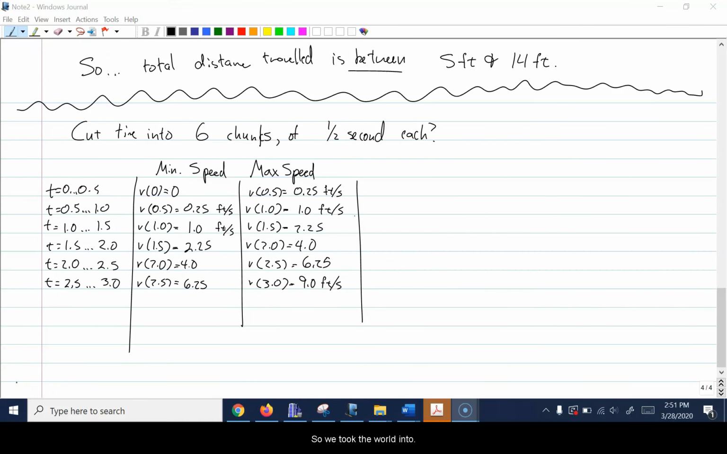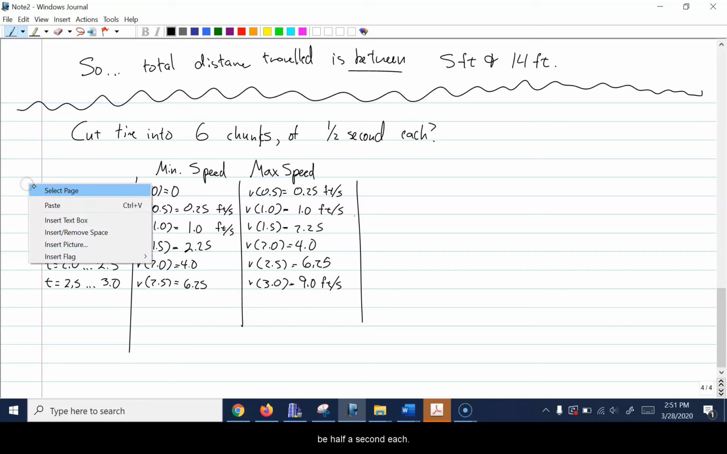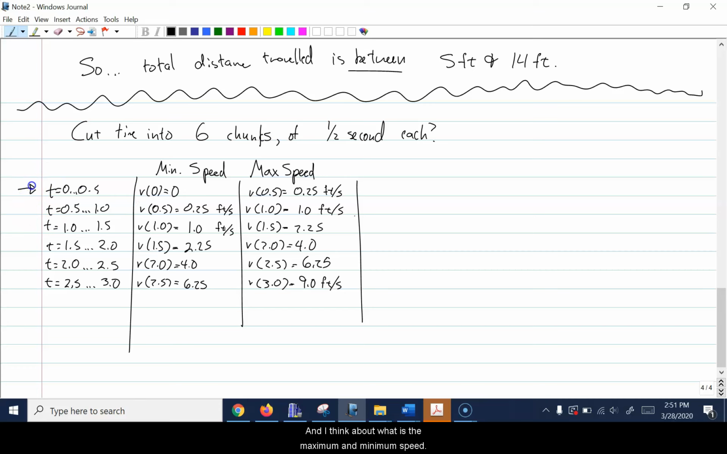So we cut our 3-second time period into 6 pieces. Each piece will be half a second each. And I think about what is the maximum and minimum speed over each of these half seconds.